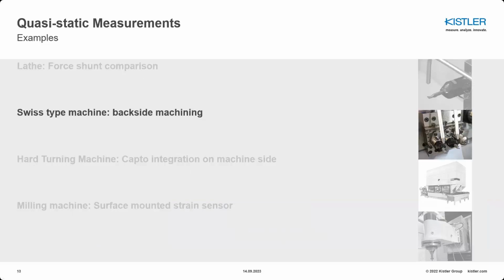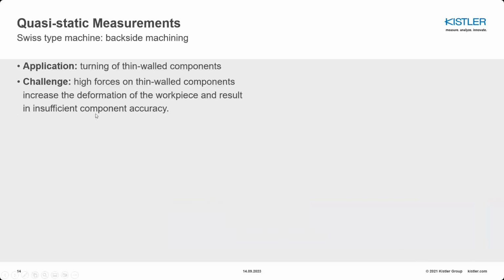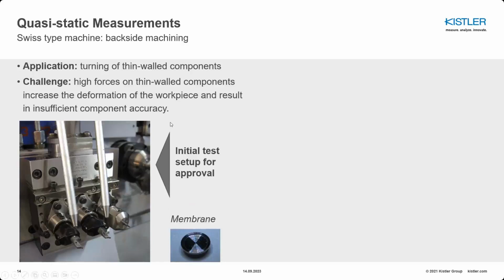Another example is now Swiss type machines. In this application, we are talking about turning of thin-walled components. So it's really important to keep the forces within certain limits. Otherwise, high forces on these thin-walled components increase deformation, and at the end, the part is outside the tolerance. So it may look like this.